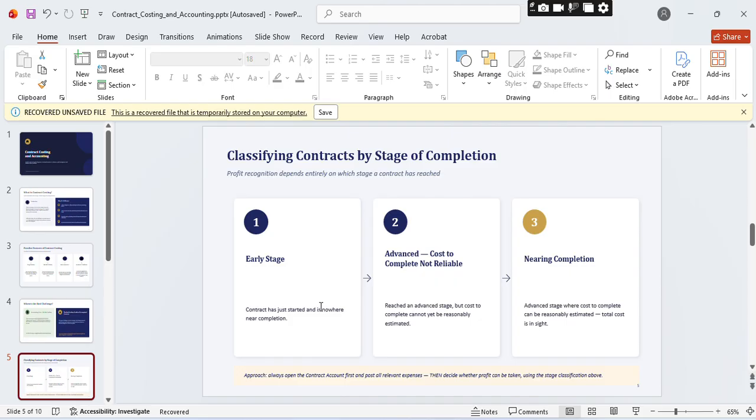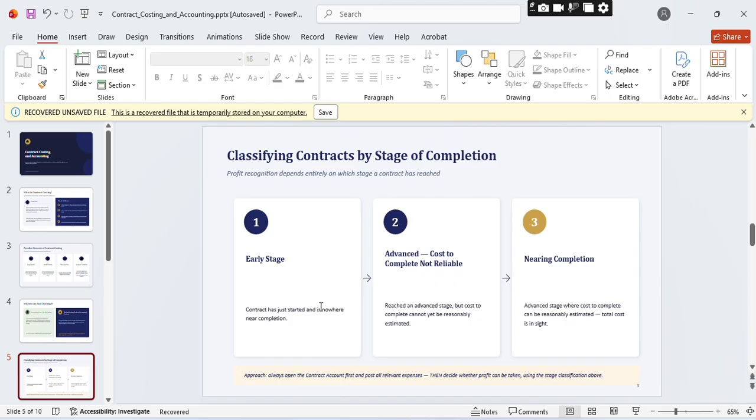So at the early stage, which is the first stage, contract has just started or began, okay, and is nowhere near completion. In this stage, no profit is recognized, okay, because you are just starting the contract, okay. And in the second stage, which is the advanced stage, cost to complete is not reliable. So at this stage too, we don't even know the amount we are going to incur on the contract to completion, okay.